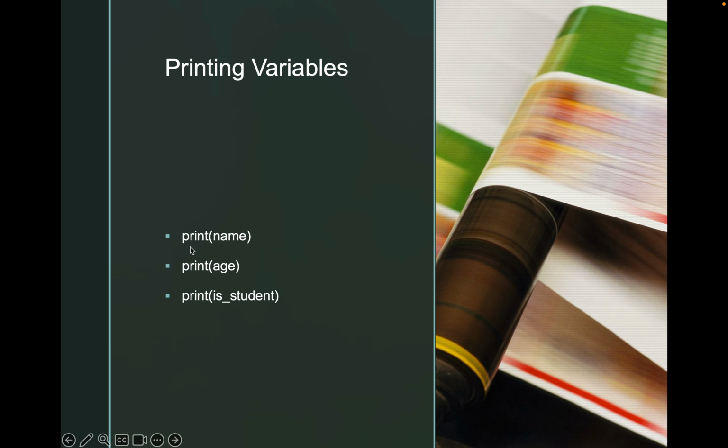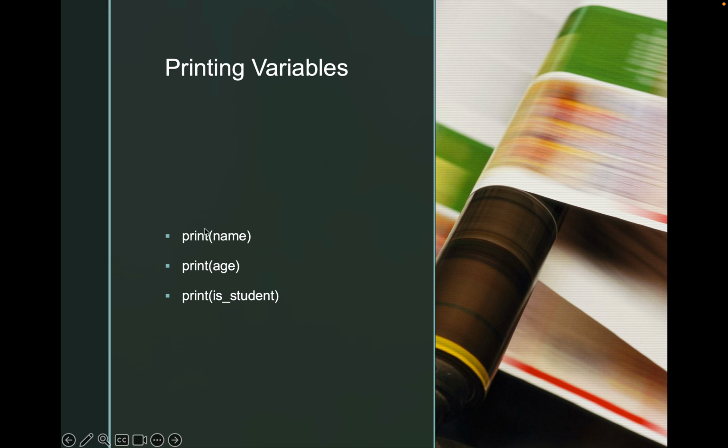So we can use printing. Print, open brackets, name, close brackets. Print, open brackets, age, close brackets. And print, open brackets, is_student, and then close. Once you've stored a value in a variable, as I already told you, we have to see it on a particular window or terminal. The print function helps us to do that.